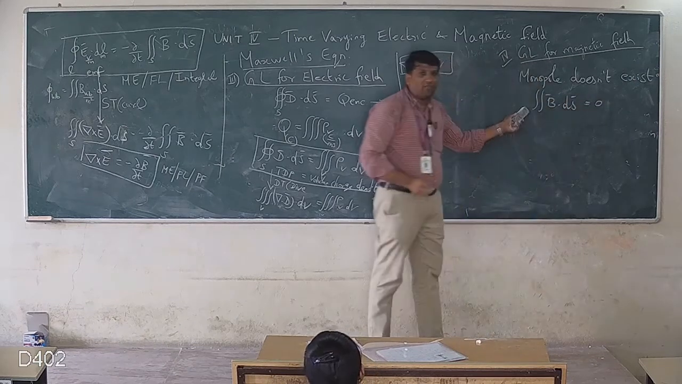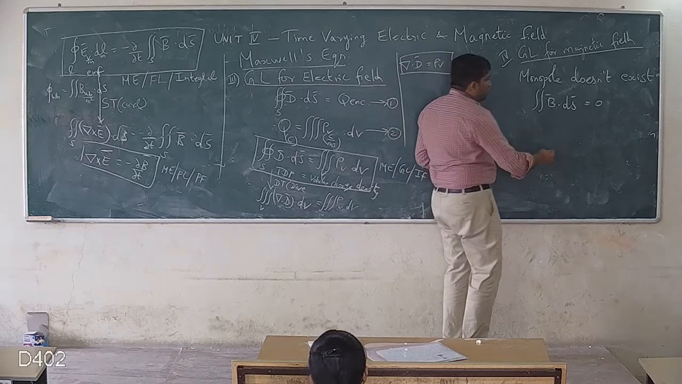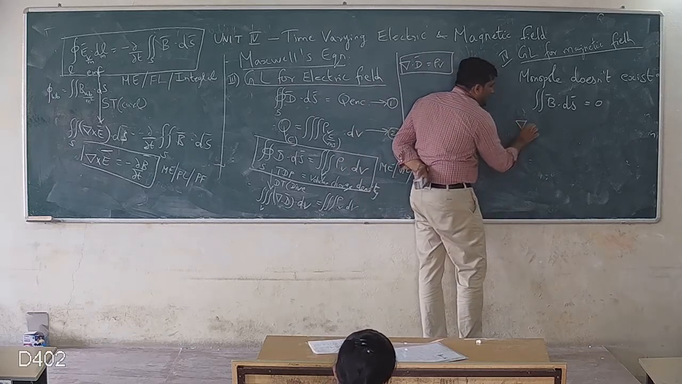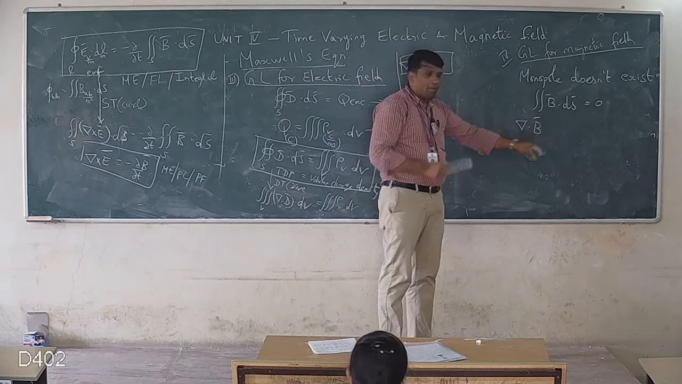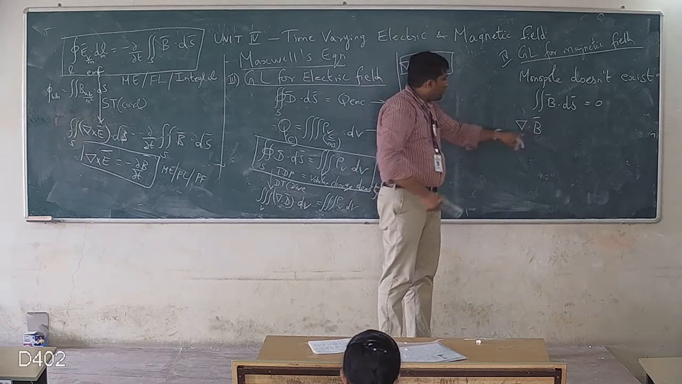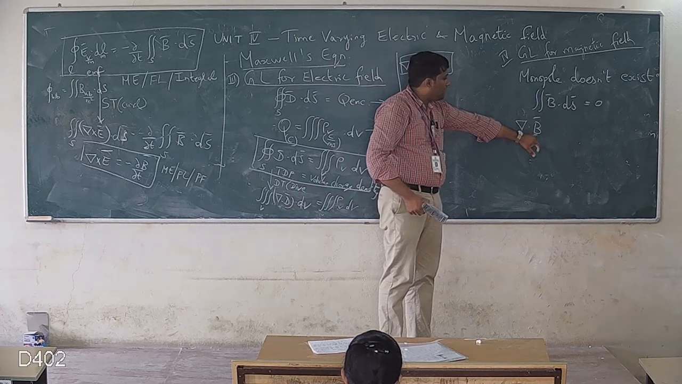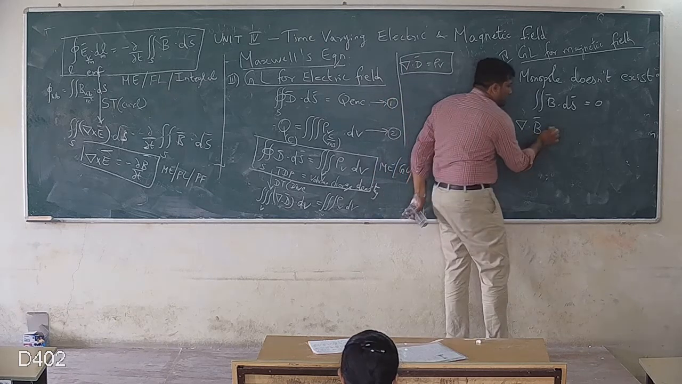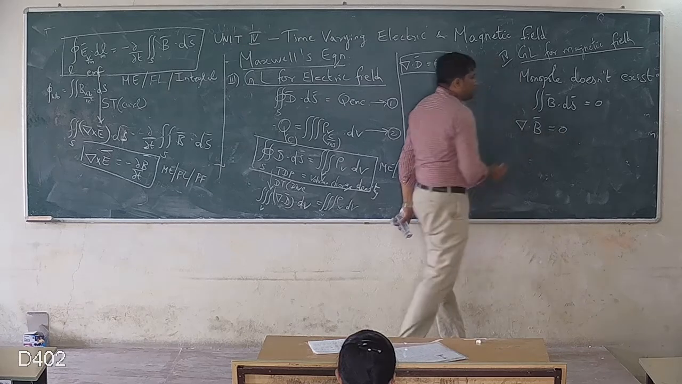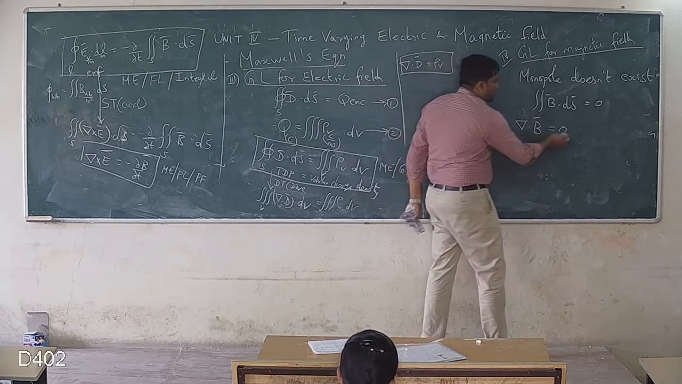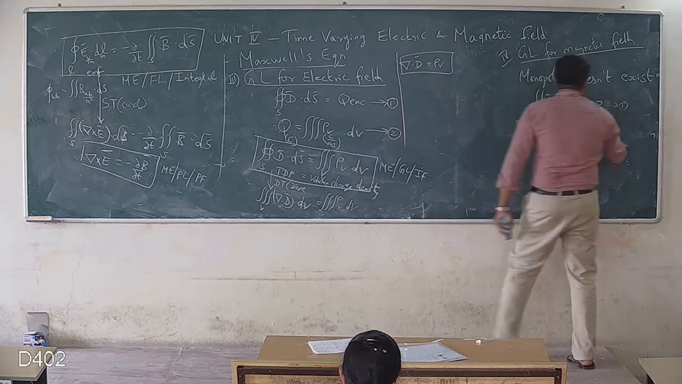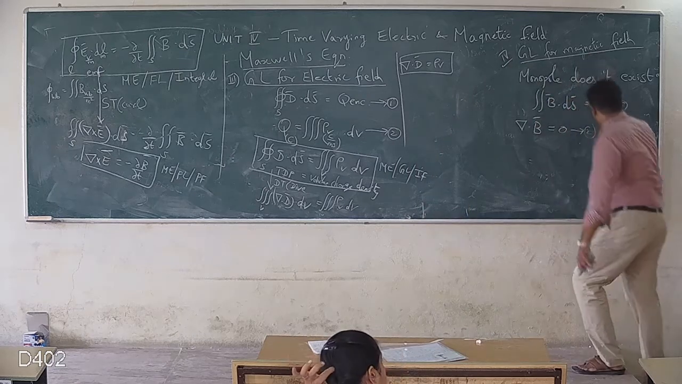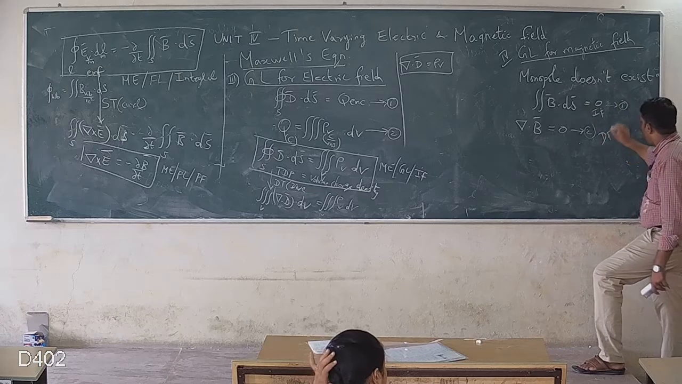So this is the integral form, and we also know that if I take divergence for magnetic field, the magnetic field is curl in nature. If I apply the divergence for a curl rotating field, it will always be 0. Del dot B is equal to 0, which is your second equation, and this is the first equation. It is called integral form equation, and this is called differential form or point form equation.